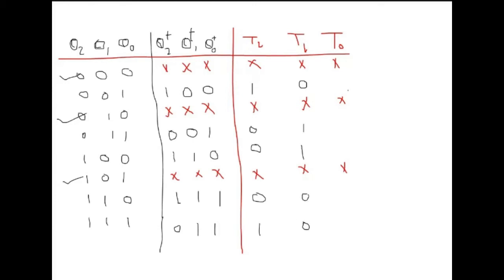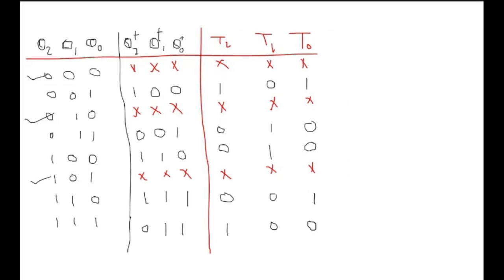Talking about T0, 1 to 0, toggle. 1 to 1, 1 to 1, there is no toggle. 0 to 0, again no toggle. 0 to 1, this is the toggle condition, and 1 to 1, no toggle. We have completed this excitation table. Now we will solve the K-map.